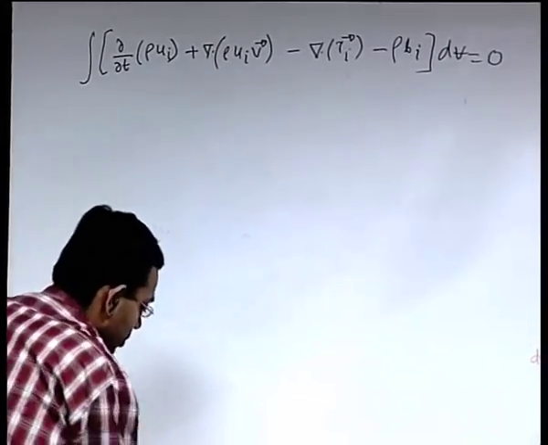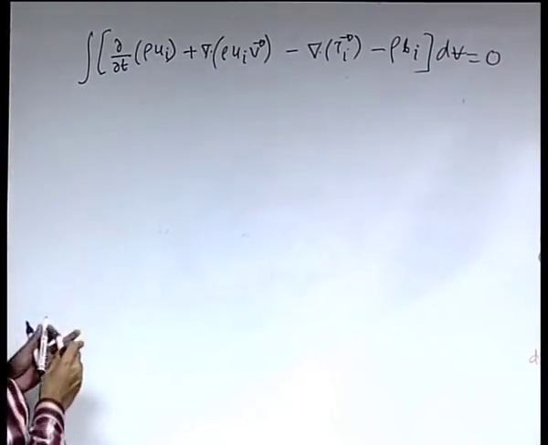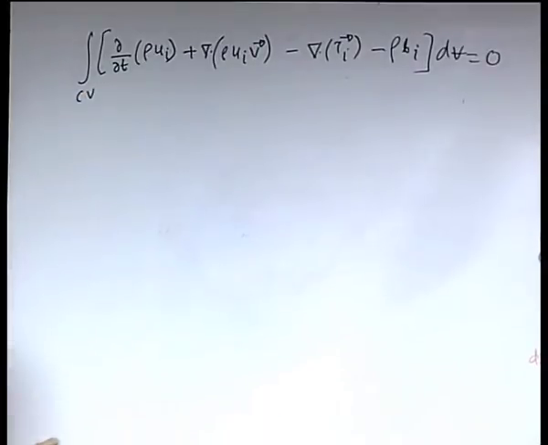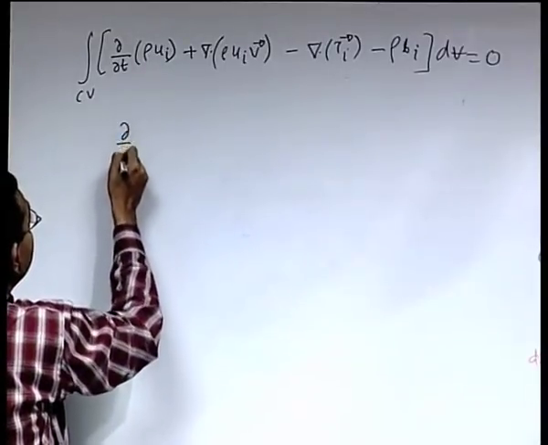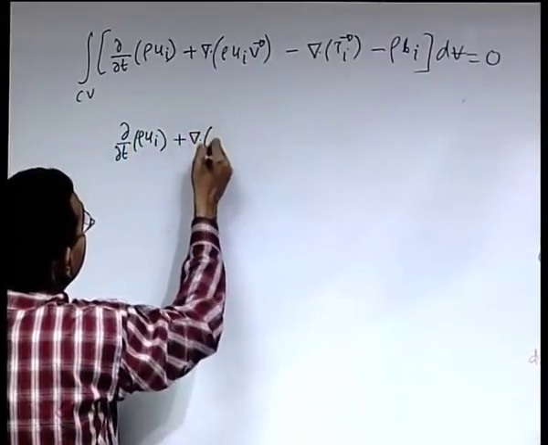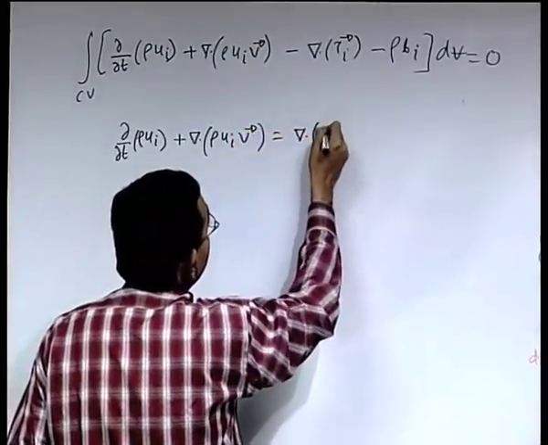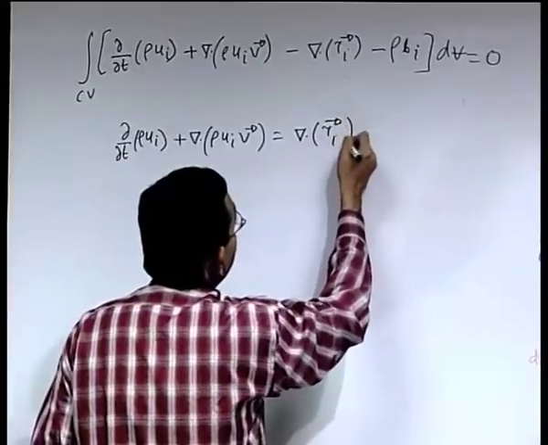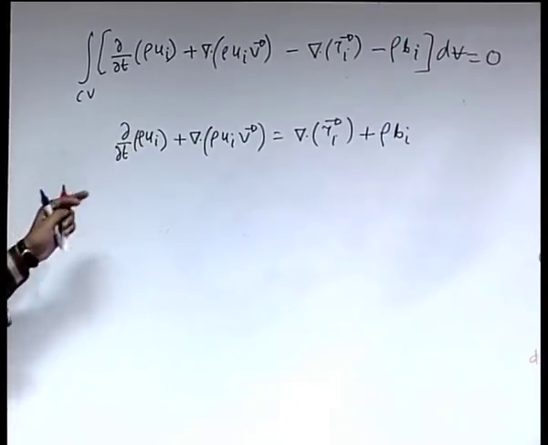Just similar to the case of conservation of mass, in this case also the volume dV is arbitrary. Because the volume dV is arbitrary, the integrand is 0, that means you have this. Okay. So, the integrand itself is 0.